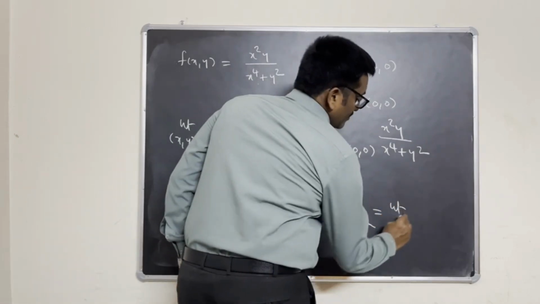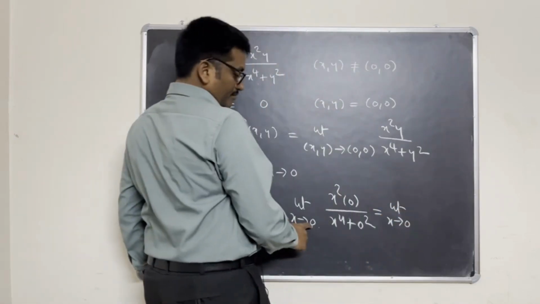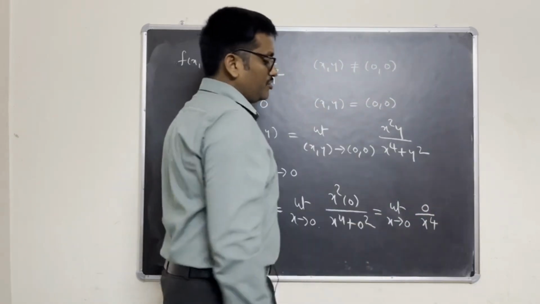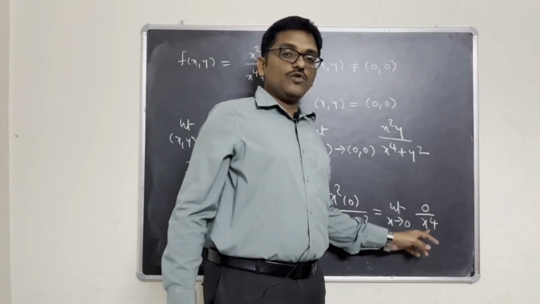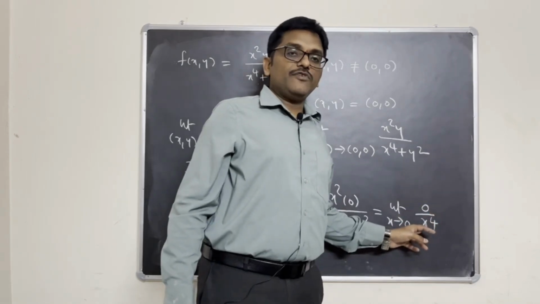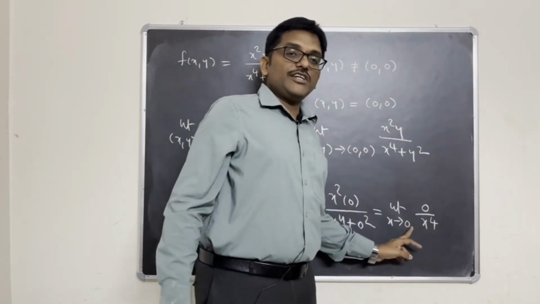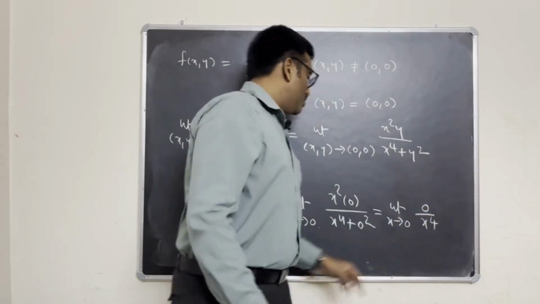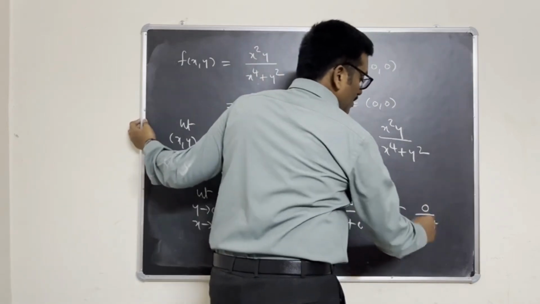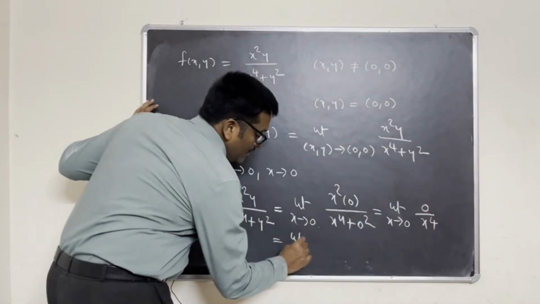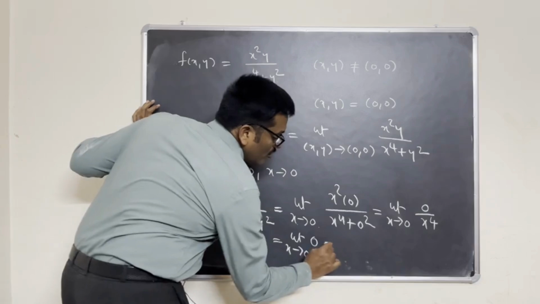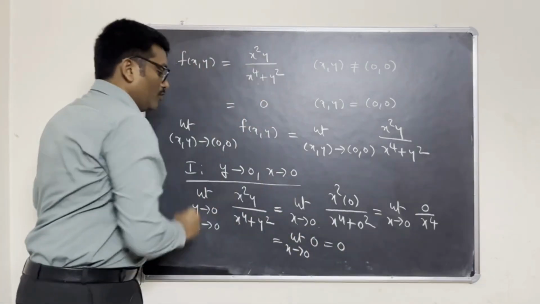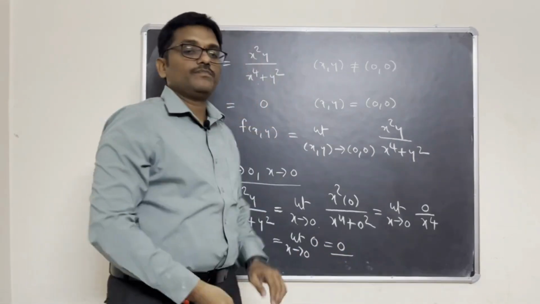Limit x tends to 0, 0 by x power 4. x tends to 0 means x is different from 0. Don't consider this as an indeterminate form. We are clearly having x tends to 0 means x is not 0. Therefore, 0 by a non-zero is going to be 0 here, that is equals to limit x tends to 0, 0, that is equals to 0. So, along path 1, we obtain the limit value is 0.